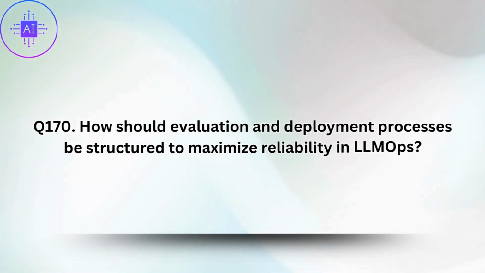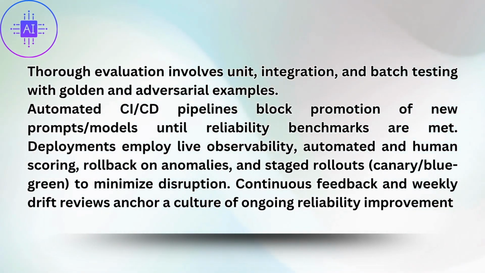How should evaluation and deployment processes be structured to maximize reliability in LLM Ops? Thorough evaluation involves unit, integration, and batch testing with golden and adversarial examples. Automated CI and CD pipelines block promotion of new prompts and models until reliability benchmarks are met. Deployments employ live observability, automated and human scoring, rollback on anomalies, and staged rollouts like Canary or Blue-Green to minimize disruption. Continuous feedback and weekly drift reviews anchor a culture of ongoing reliability improvement.